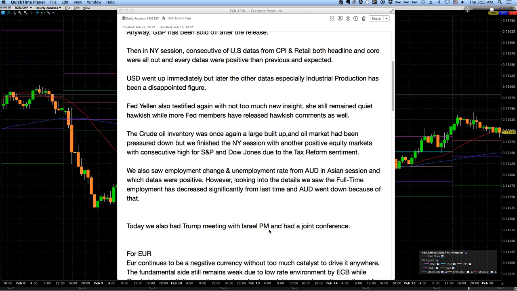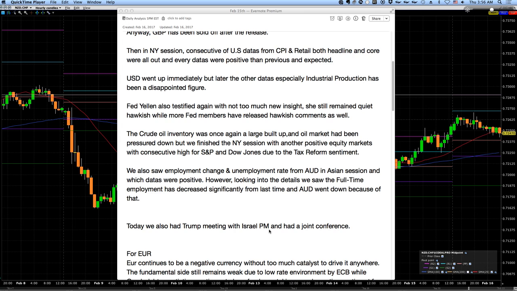The employment number was better than expected, but there was a large drop in full-time people. So that means there are a lot of part-time workers right now, and there's a lower participation rate. The labor market is still very soft. So it really didn't give Australia too much of a fundamental boost. On the contrary, it just continued to signal a weaker element from their fundamental perspective.